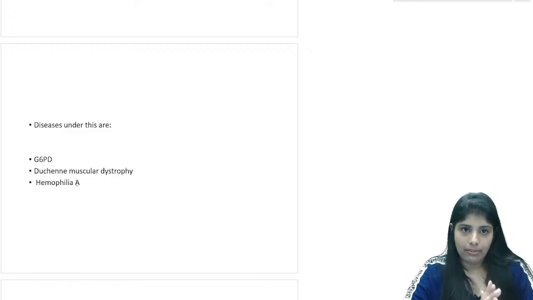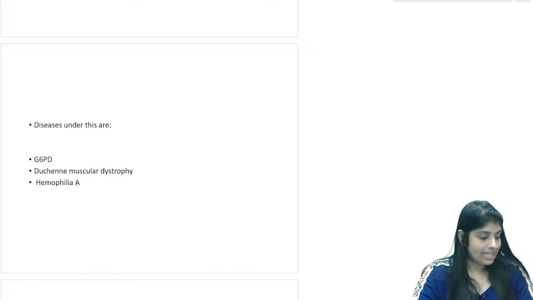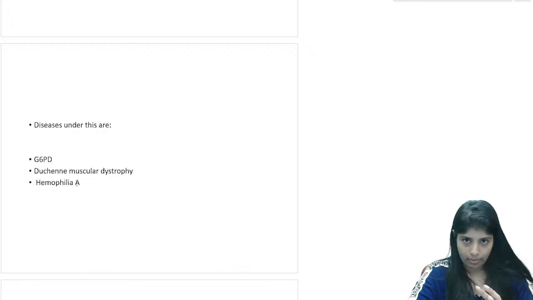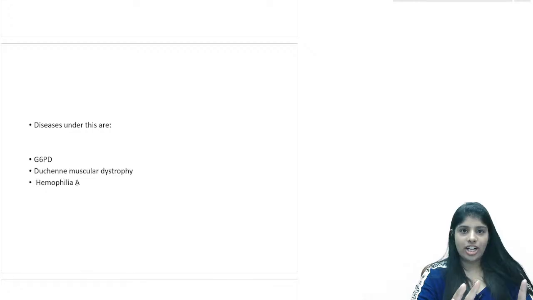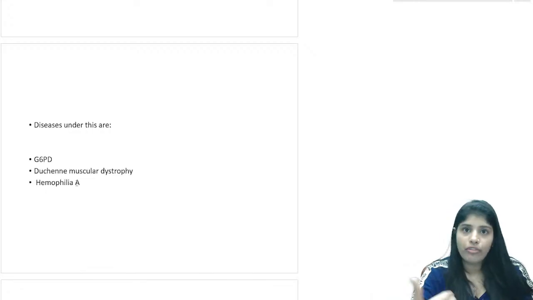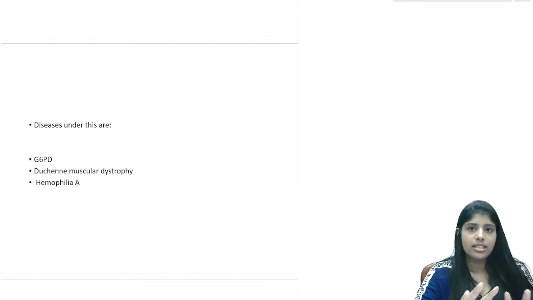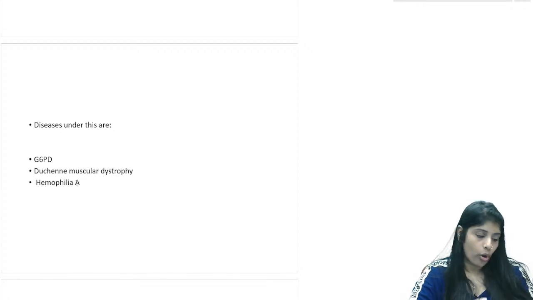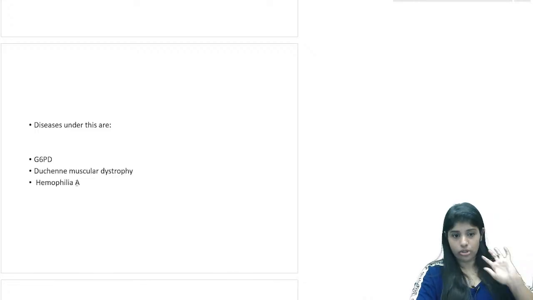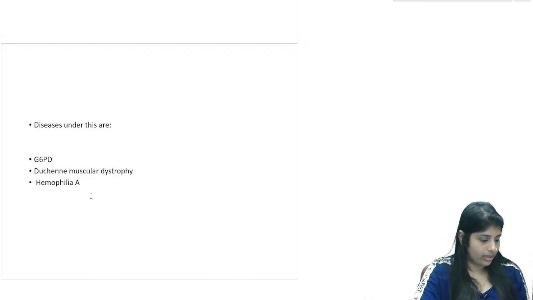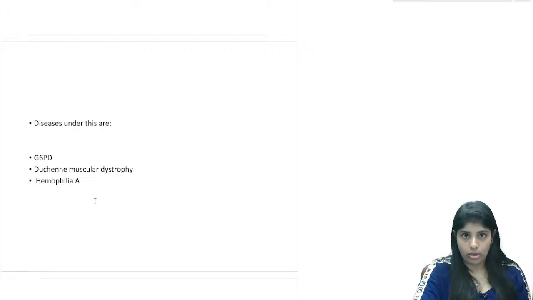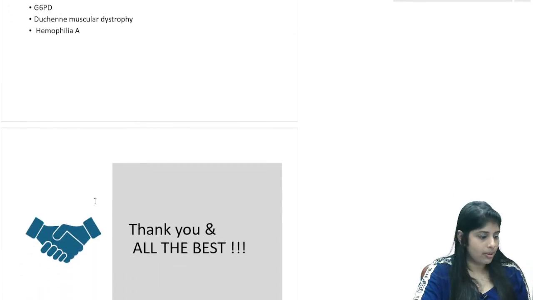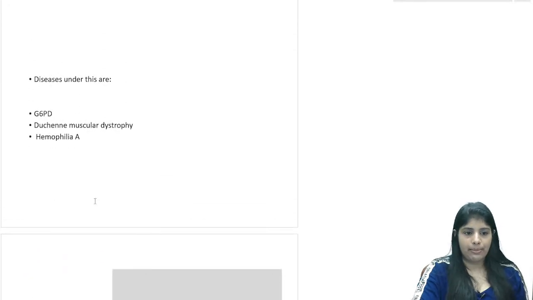So just keep one thing in mind. If mostly females are affected, it means it's X-linked dominant. If more males are affected, it means it is X-linked recessive. And if you see a pedigree chart, and there you see a transmission from father to son, then it is mostly autosomal, mostly autosomal dominant. That is about the genetics that you have to keep in mind.